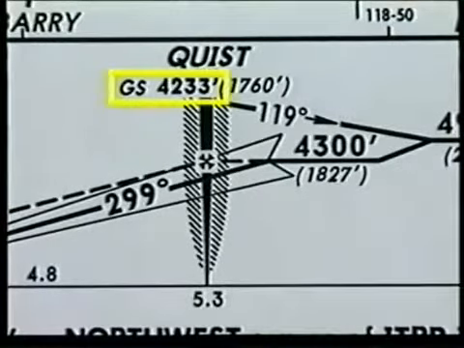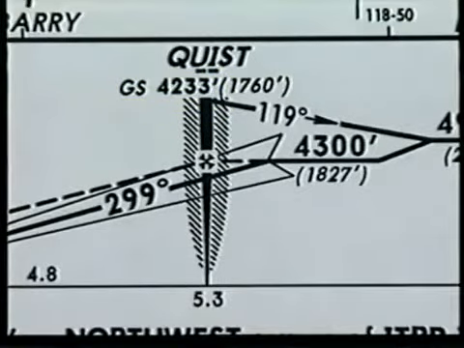The notation GS 4233 represents your altitude when you are on the glide slope as you pass Quist. For the localizer, glide slope out, or non-precision approach, however, you cannot begin your descent from 4,300 feet until you reach the final approach fix, which is indicated by the Maltese cross symbol.